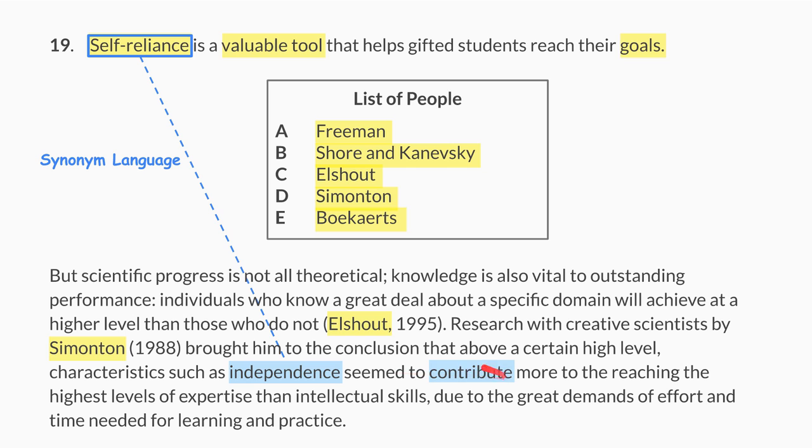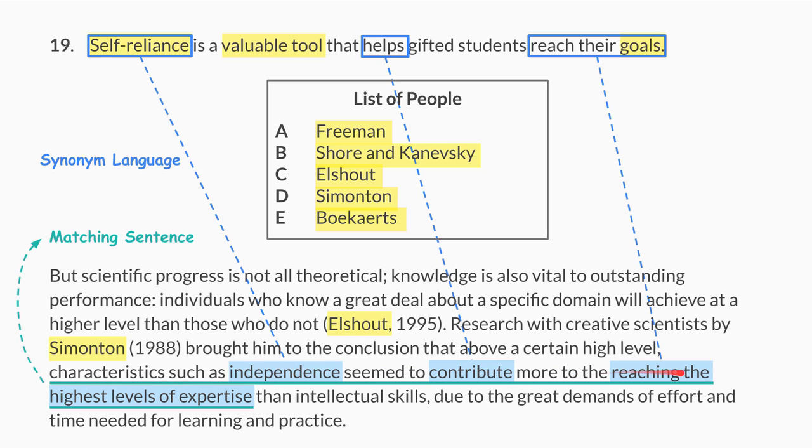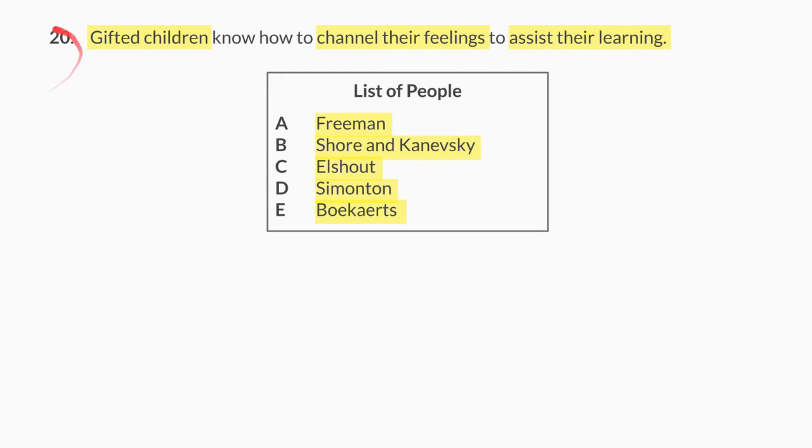Over here, you'll notice also that it says contribute. So contribute is synonym language for helps, and reaching the highest levels of expertise is synonym language for reach their goals. So this over here is our matching sentence. We have found a lot of keywords and synonym language right here, which show to us that the answer choice D, Symington, is going to match up with question number 19. So the correct answer for number 19 is D, Symington. Awesome. Now let's knock out our final question, question number 20.